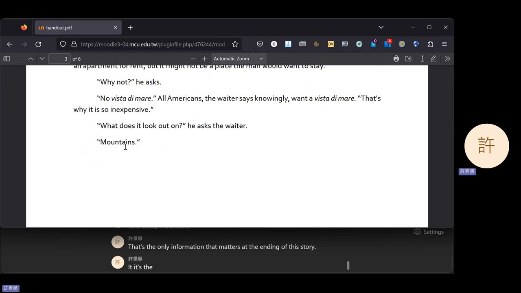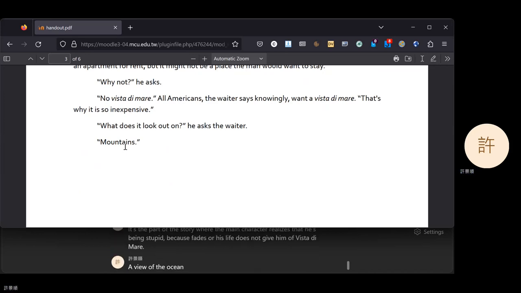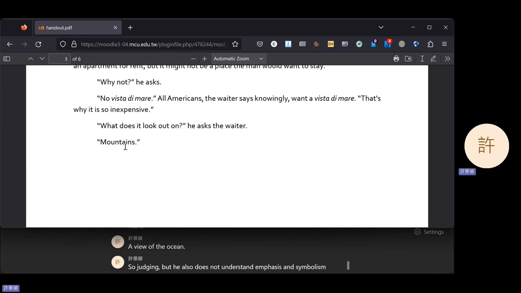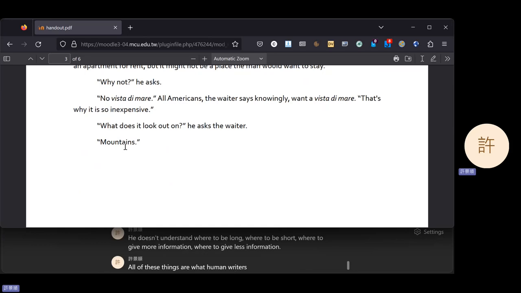It's the highest moment of symbolism. It's the part of the story where the main character realizes that he's being stupid, because fate or his life does not give him a vista di mare, a view of the ocean. So ChatGPT also does not understand emphasis and symbolism. It doesn't understand where to be long, where to be short, where to give more information, where to give less information. All of these things are what human writers add to a story.